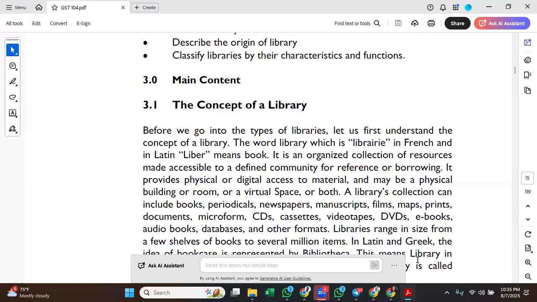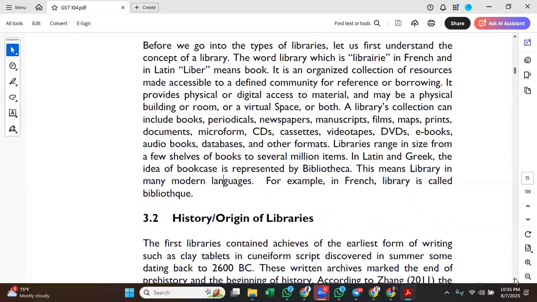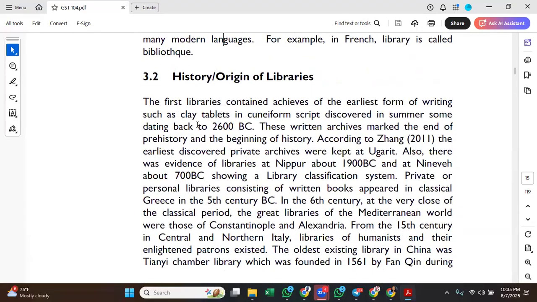Now, the concept of the origin, where the library started from. The first libraries contain archives. It is not archives, the ones who write it. There is a mistake here. It's archive, that is R here. So you should note that the first libraries contain archives of the earliest form of writing, such as clay tablets in cuneiform scripts discovered in Sumer, some dating back to 2600 BC.